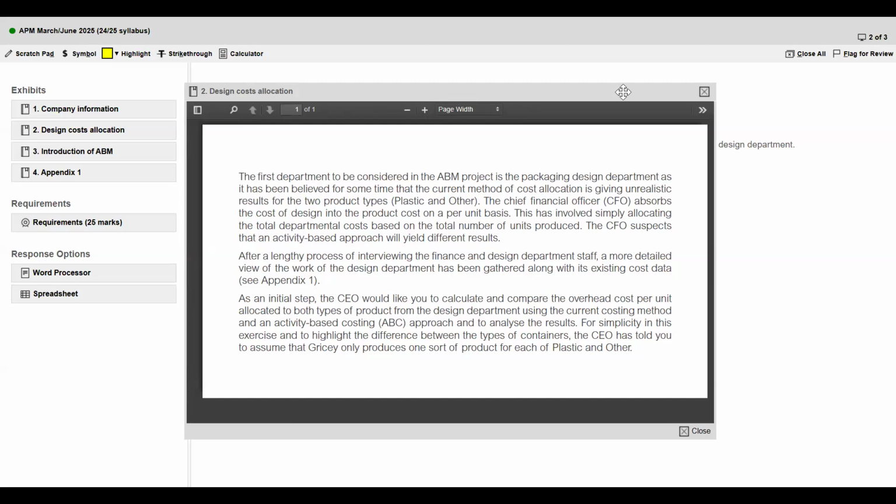Okay. It says the first department to be considered in the ABM project is the packaging design department, as it has been believed for some time that the current method of cost allocation is giving unrealistic results for the two product types, plastic and other. The chief financial officer absorbs the cost of design into the product cost on a per unit basis.